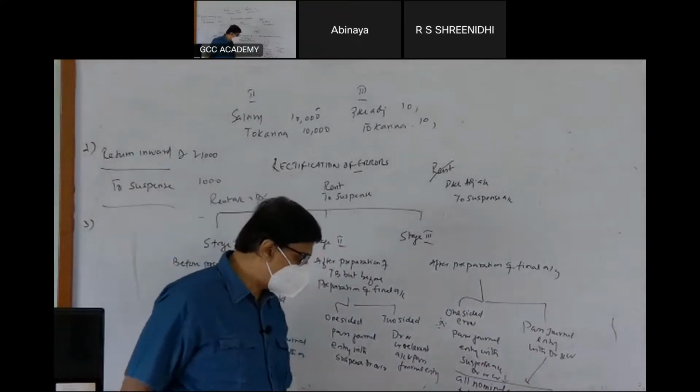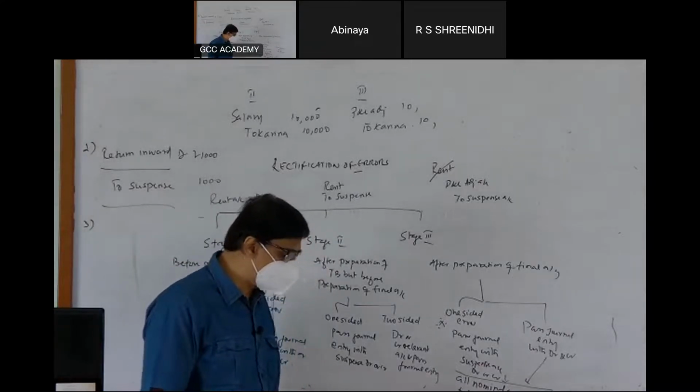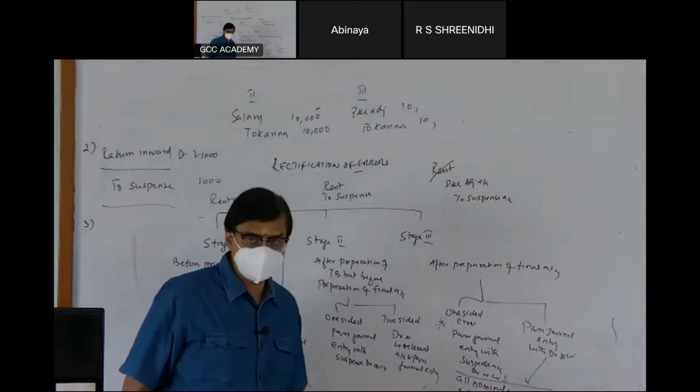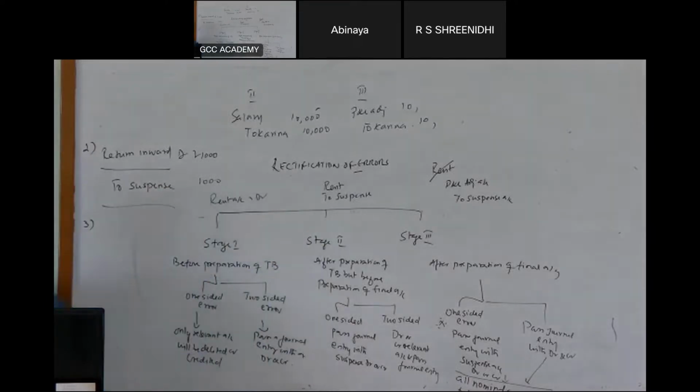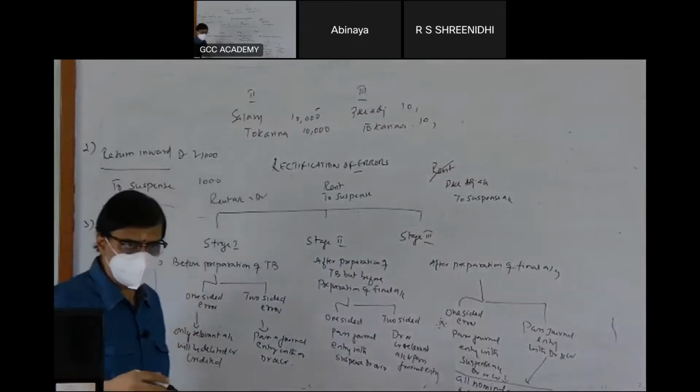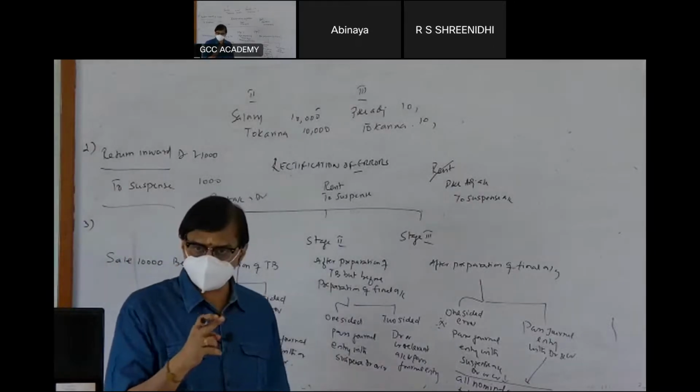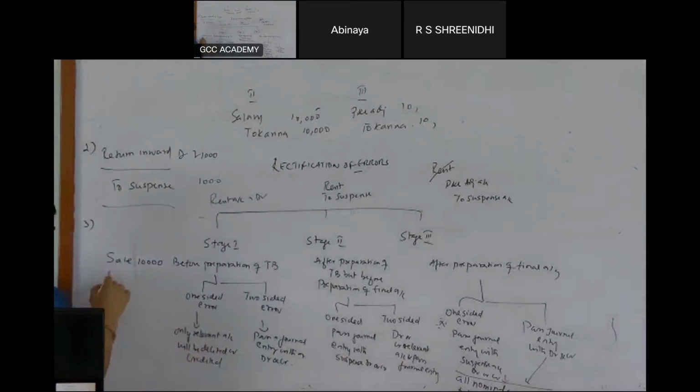Third, a sale of 10,000 has been posted through the purchase day book. What does this mean? Instead of going to the sales day book, they recorded it in the purchase day book. So sales should have been credited by 10,000 and purchase is wrongly debited by 10,000. So you should credit purchase and debit the suspense account.